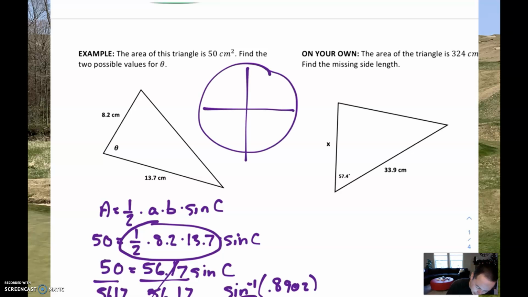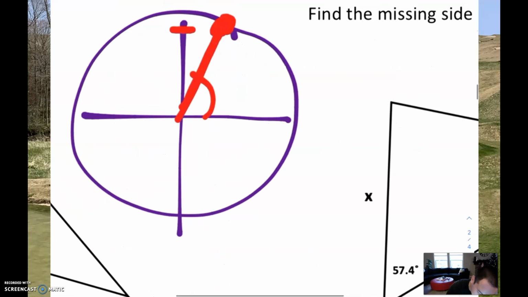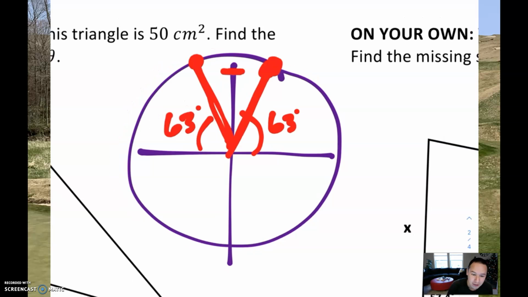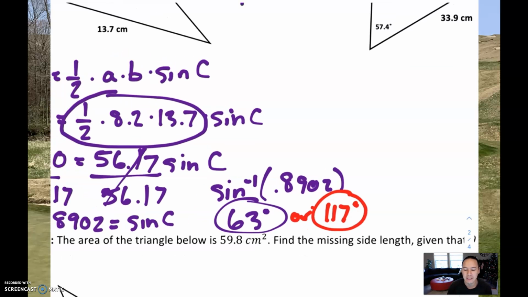Here's our unit circle, and we had a sine value of 0.89. That was way up here, a y-coordinate of 0.89. And that led us to an angle of what we just found, 63 degrees. However, there is one more angle that has the same sine value, and it would be over here. If this is 63 degrees, subtract it from 180, and we get another possible angle of 117 degrees.